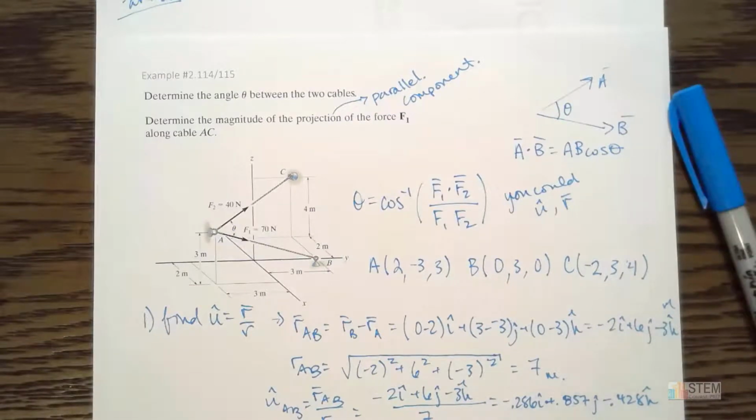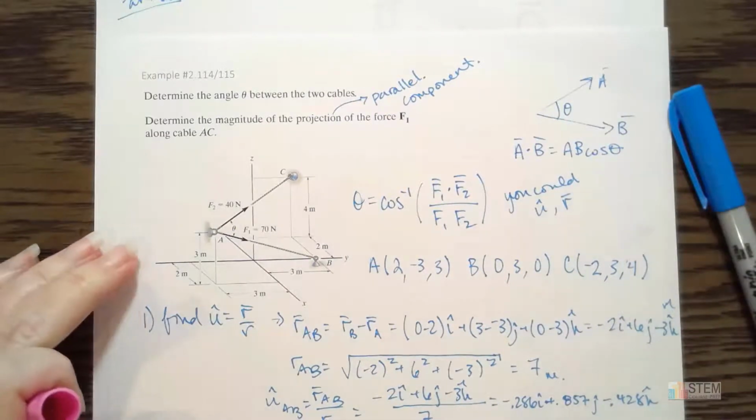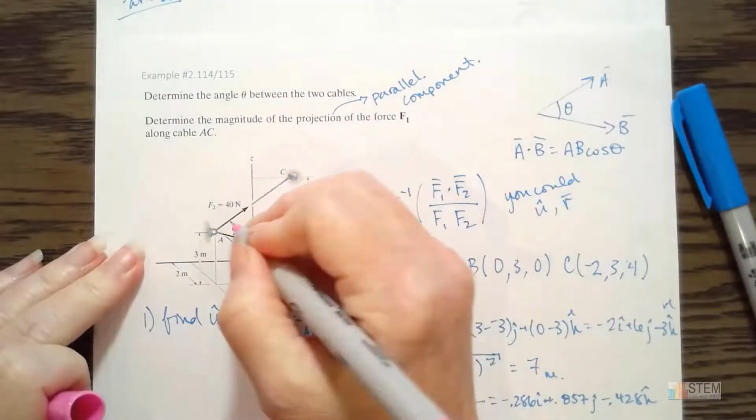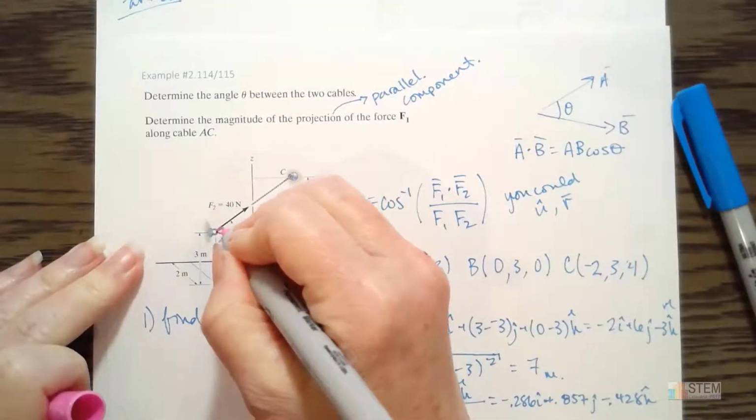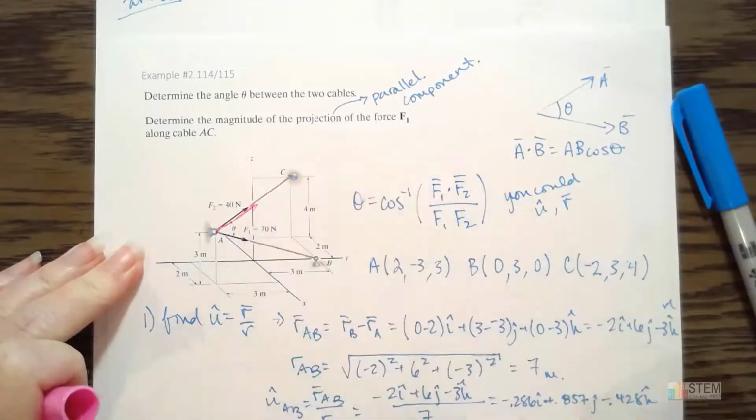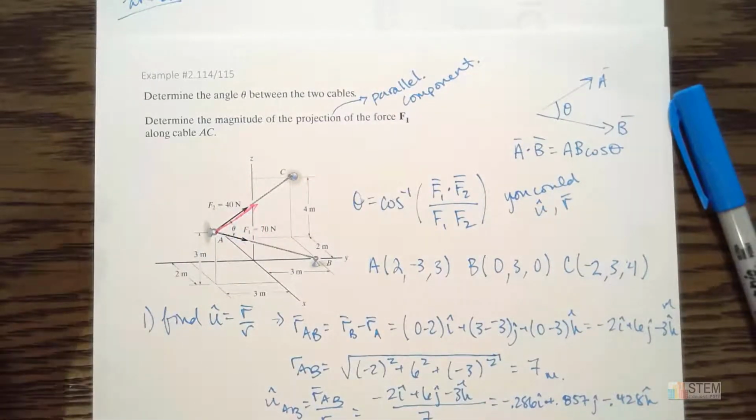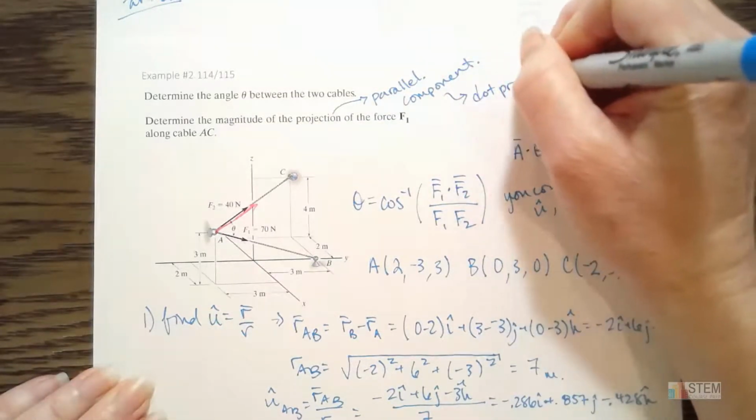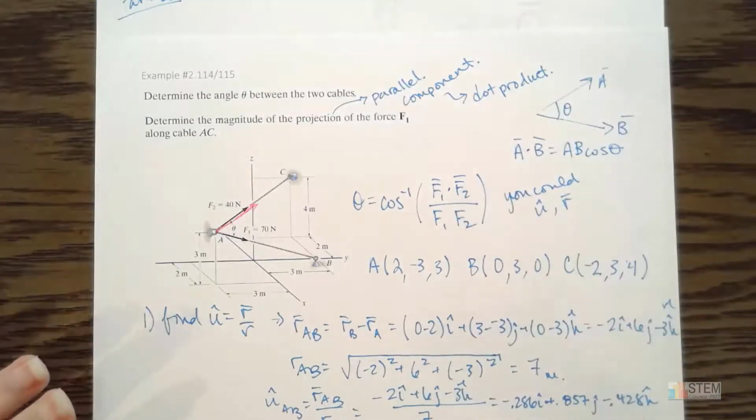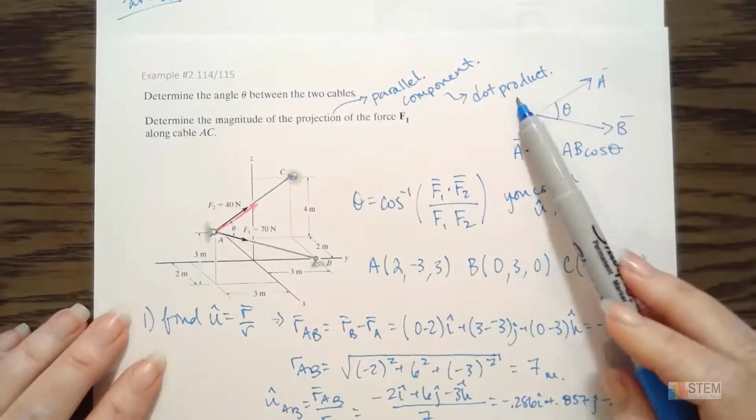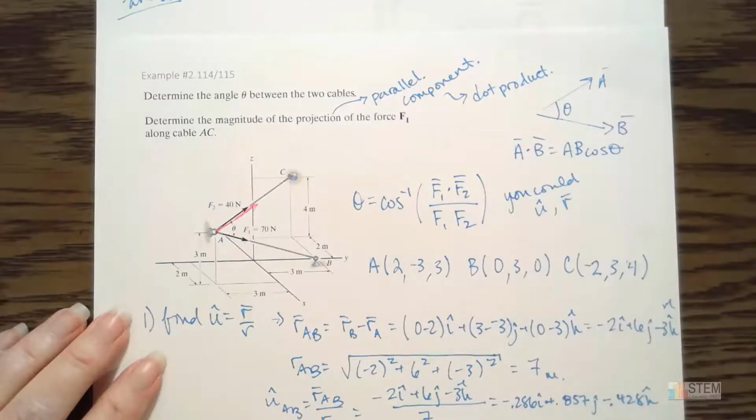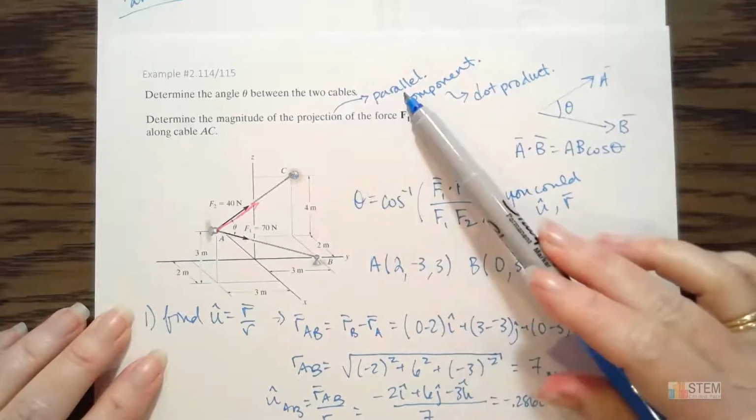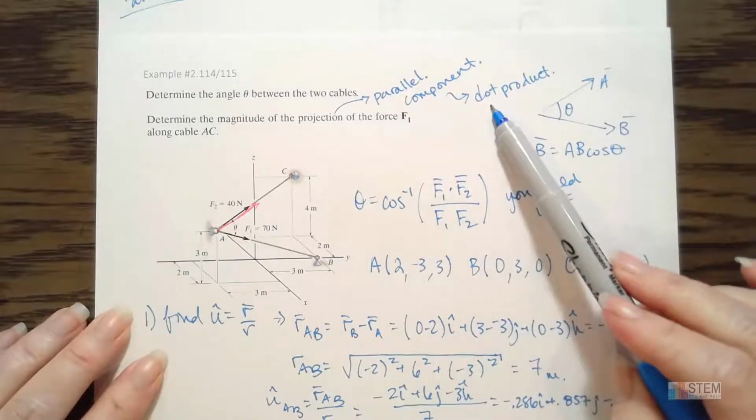So essentially, if we've got F1 right here, it wants to know what component of F1 lies right here along this line. That's what it's asking for, the parallel component. Okay, so when you see that, you should think dot product, because the dot product deals with parallel components. Cross product, on the other hand, deals with perpendicular components, right? So anytime you want a projection, which is a parallel component, we want the dot product.